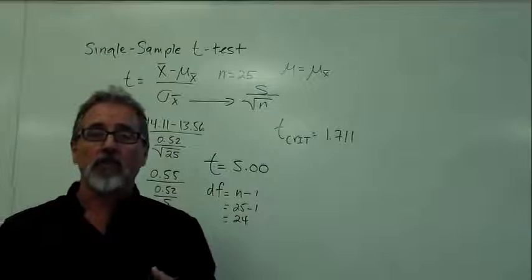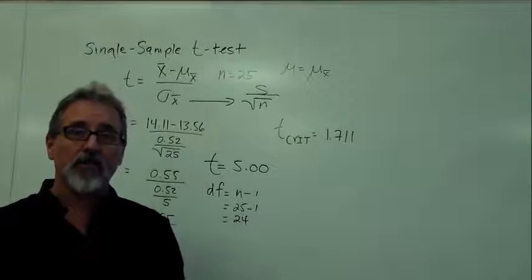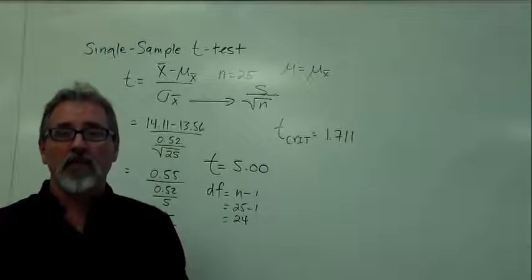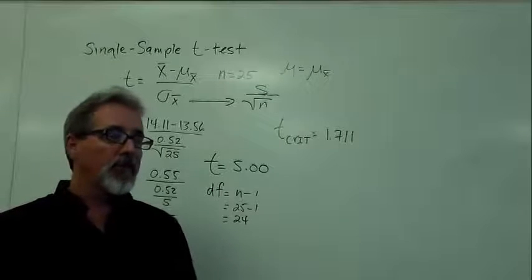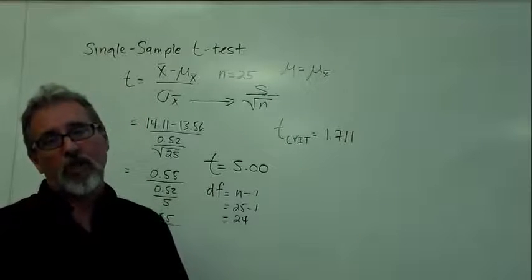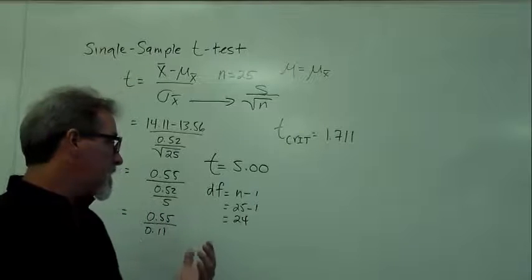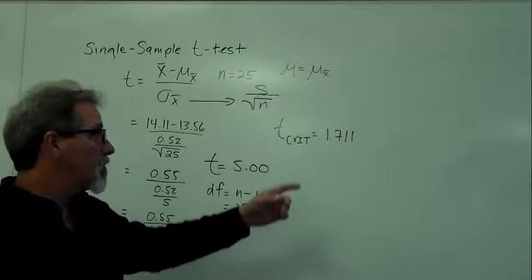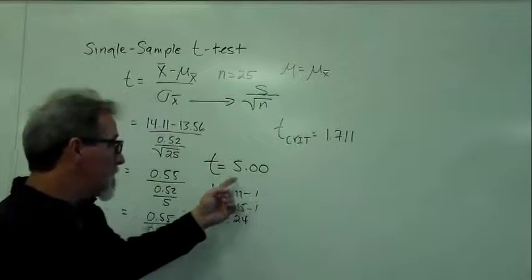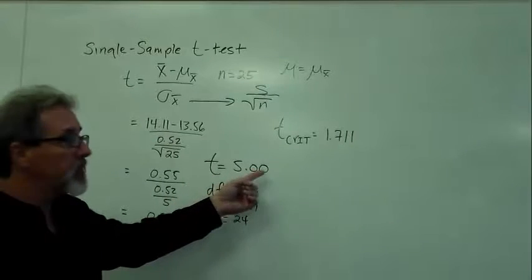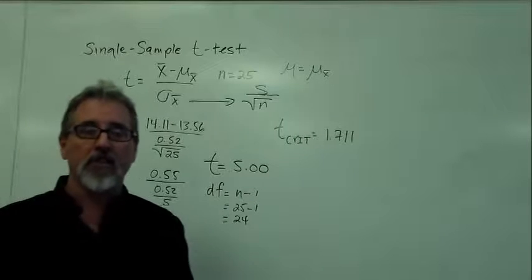Now we know that Bob Jenkins was also predicting direction. He was predicting that his athletes would have higher performance. So that's another one-tailed test, predicting direction. So if you go to the table, look under a one-tailed test, under 0.05 level of significance, with degrees of freedom of 24, you find a critical value of 1.711. And since our calculated t-value of 5 surpasses 1.711, we say that our results are significant.